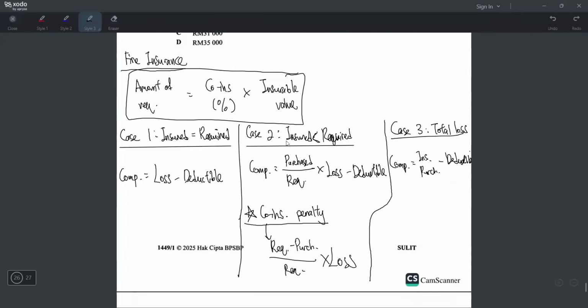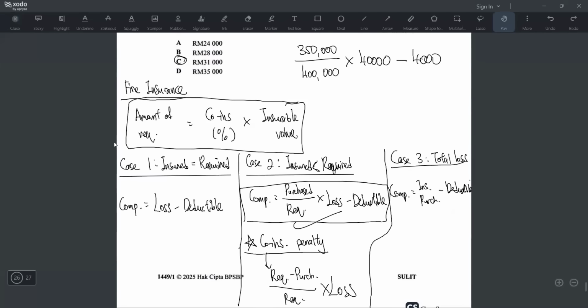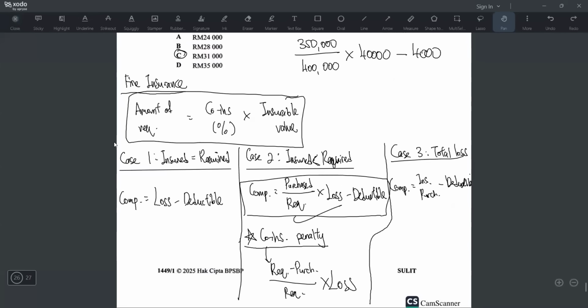So which formula do you think I'll use? Case 2 compensation. This one. So let's go. Purchased over required. So purchased is 350k, over required is 400k, and then multiply with the loss, which is 40,000, and then minus the deductible, which is 4,000. So just press all this in your calculator and you should be able to get 31,000. So the answer is C. Okay. So I really urge you to memorize or remember this now. Because this is very important when you're doing fire insurance.